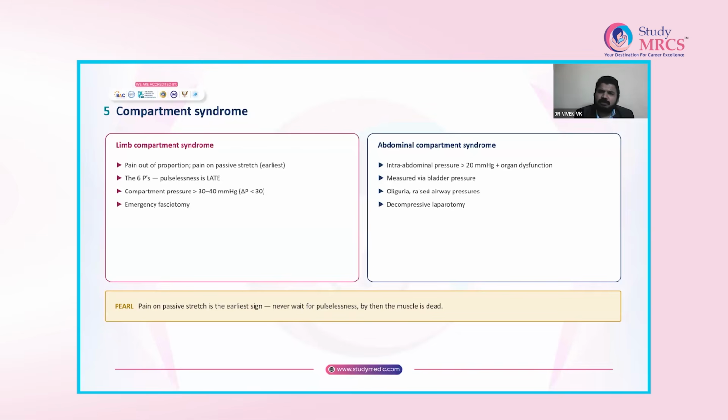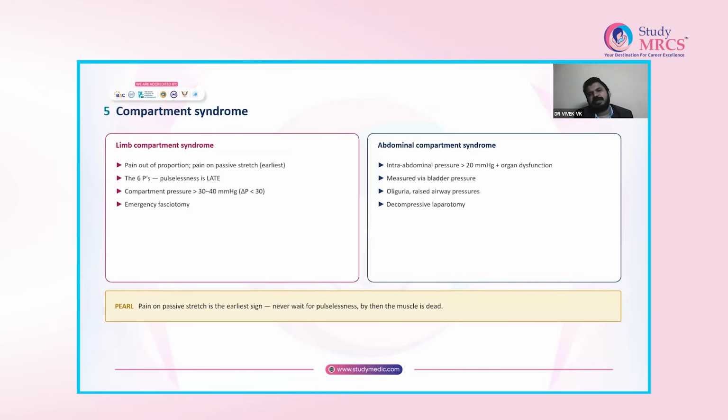So what about the abdominal compartment syndrome? That means the pressure in the intra-abdominal compartment is rising. If the intra-abdominal pressure is more than 20 millimeter mercury along with the features of organ dysfunction, you can diagnose the abdominal compartment syndrome. You can measure the abdominal compartment pressure by measuring the bladder pressure. Increasing abdominal compartment pressure can cause the oliguria, or it can push the diaphragm up and it can cause the raised airway pressure.